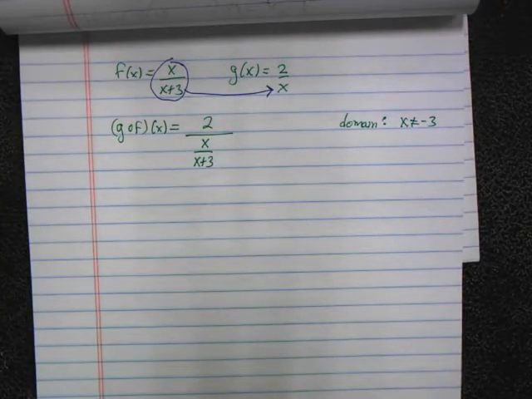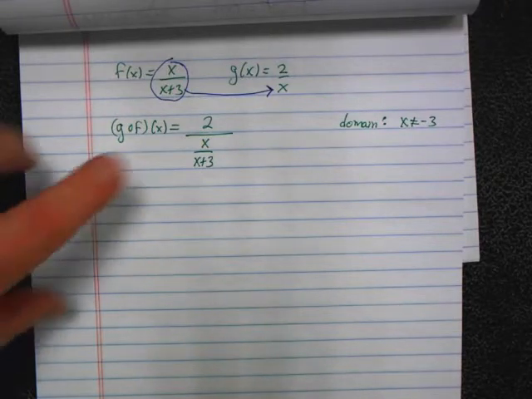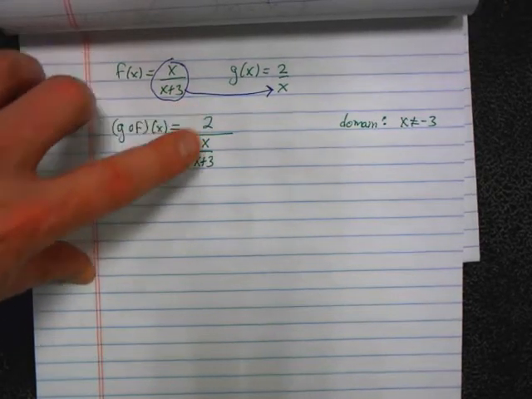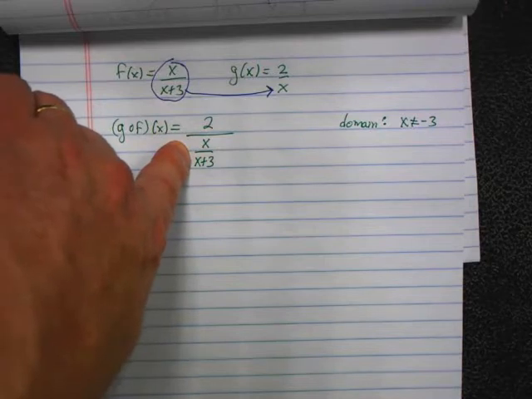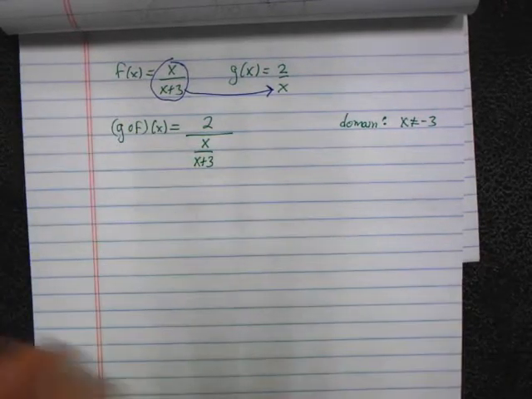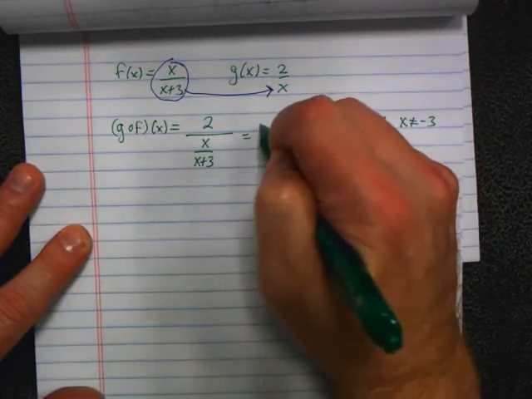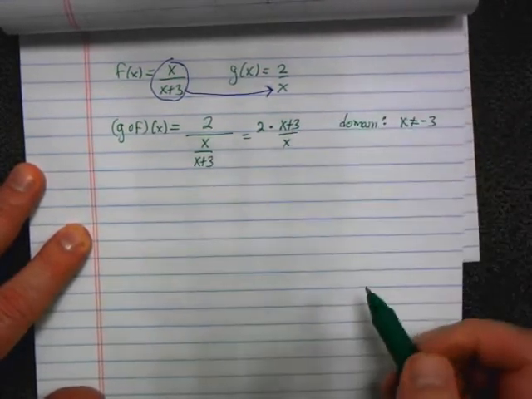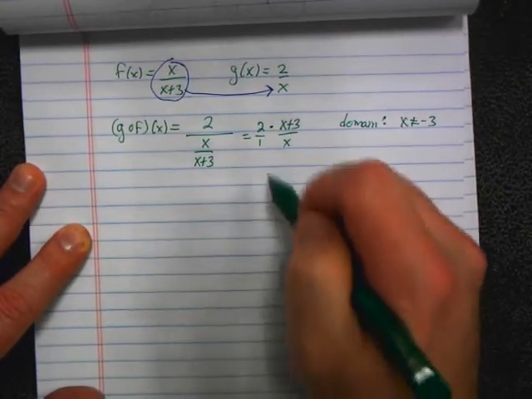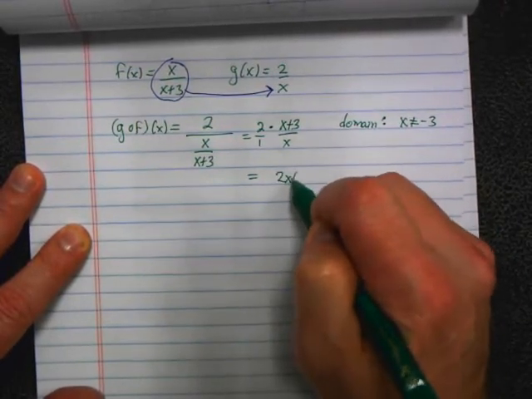Once again, I end up with what's called a complex fraction, a fraction divided by a fraction. This one I think is easier to simplify though. How do you take a number like 2 and divide it by a fraction? How do you always divide by a fraction? You flip and multiply by the reciprocal. So this is going to be 2 times x plus 3 over x. Think of the 2 as being 2 over 1. I would write that as 2x plus 6 over x.